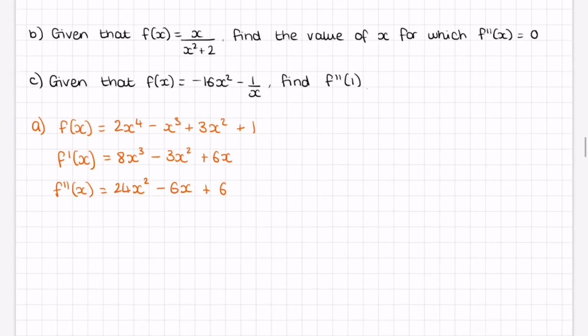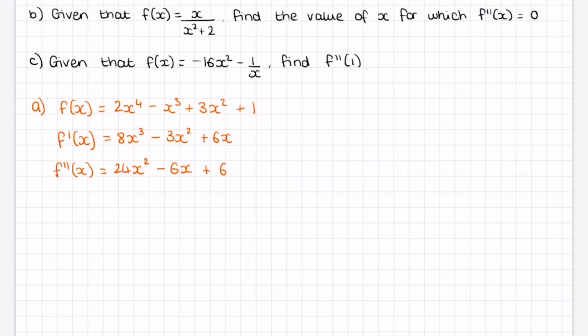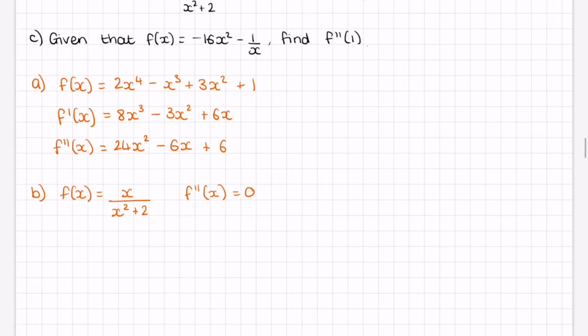Now part B, we've got this function, f of x equals x over x squared plus 2. And we want to find the value of x for which the double derivative equals 0. So we need to find the double derivative of this function. So that's going to be the longest process we're going to have to do.